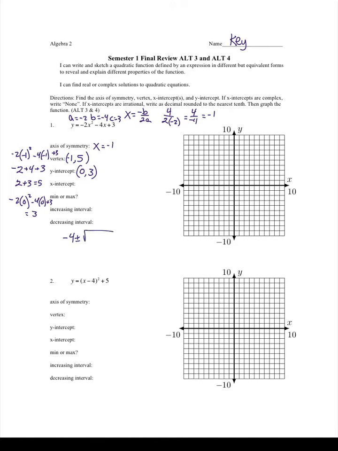Now we're going to find the x-intercepts. For this one, they don't cross right on a point, so we're going to plug them into the quadratic formula. Negative 4 plus or minus the square root of 4 squared minus 4 times negative 2 times 3, all over 2 times negative 2. We're going to simplify that. We end up getting 16 plus 24 underneath the radical over negative 4. We're going to simplify that. We get 4 plus or minus the square root of 40 over negative 4.